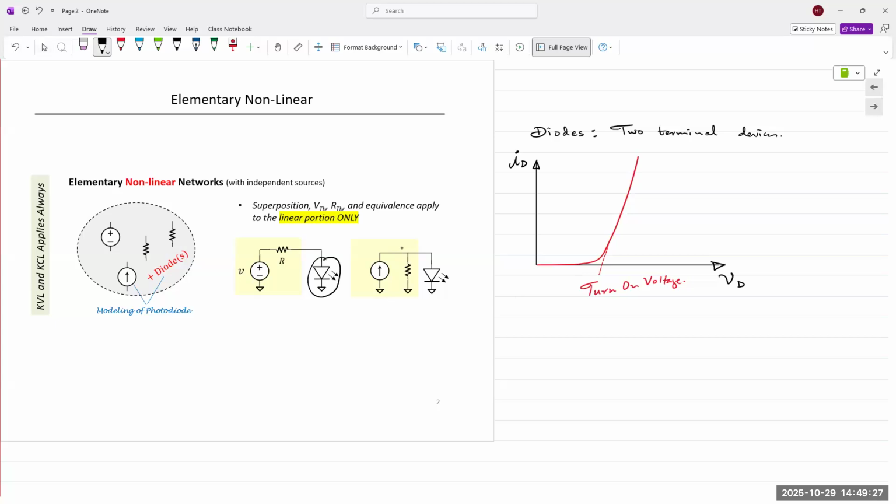But even in non-linear devices, we can separate out the linear portions of the circuit. So in this case, it would be the voltage source and the resistances, or the current source and the resistor. And you can still apply linear circuit analysis techniques to that linear portion. Okay, meaning something that contains resistors. Linear portion only.